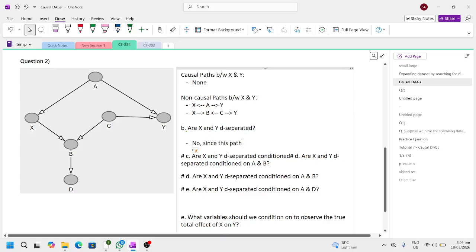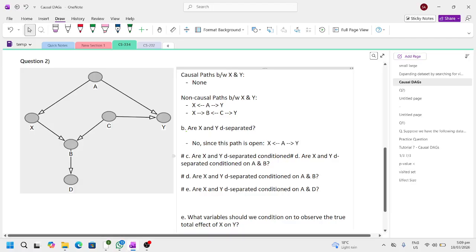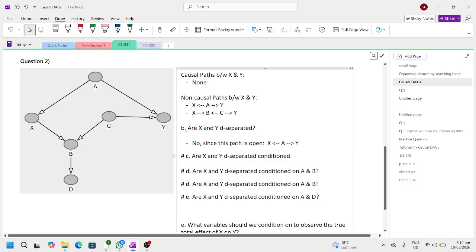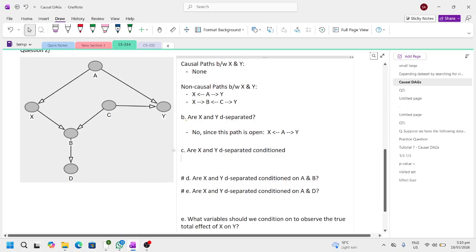Since this path is open, is there any other path open apart from this? No. Other than that there is a collider. Yeah, you're absolutely right. No other path is open. Let's move on to part C then. It means that by default they weren't d-separated. So are they d-separated when conditioned?